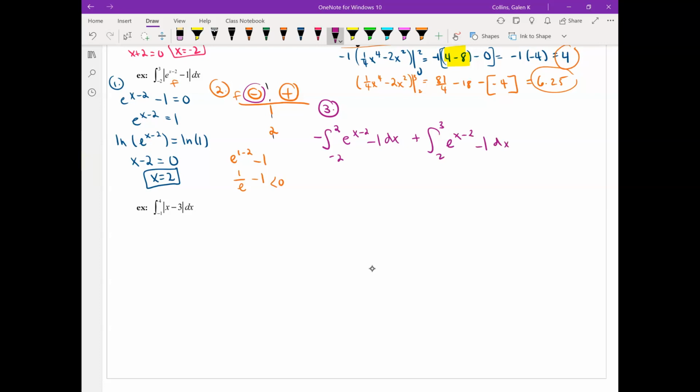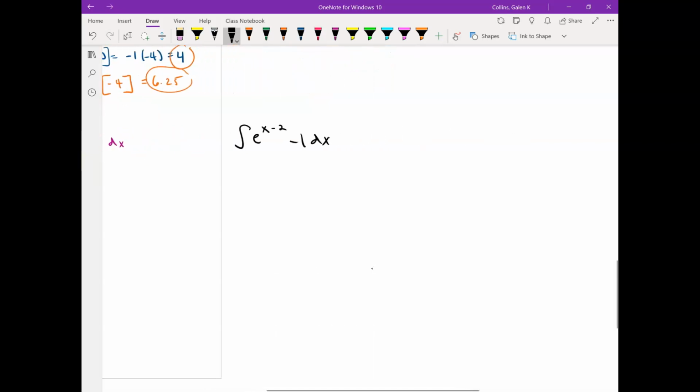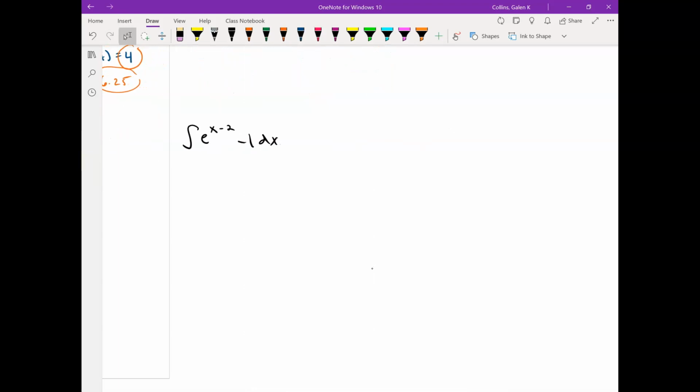So if you want to, we could do a little u sub. I'm not sure. You might be able to do this one in your head. I'm just going to do it out to the side. I'm just going to find the antiderivative as a function. So if we need to integrate this by hand, I could do a u sub for x minus 2. So if u is x minus 2, then du is just 1 dx. So if I did this with a u sub, this would be e to the u. I would keep the minus 1. This would become du.